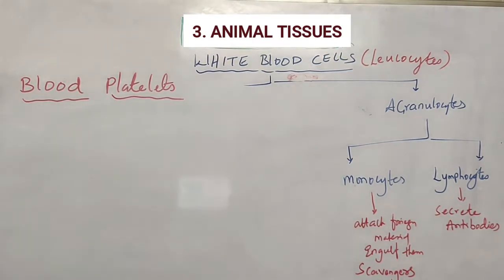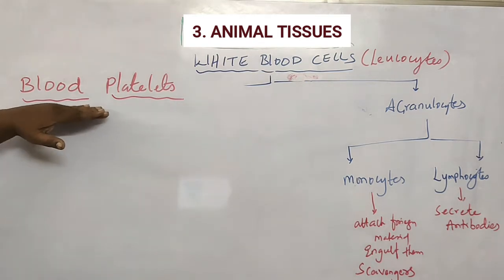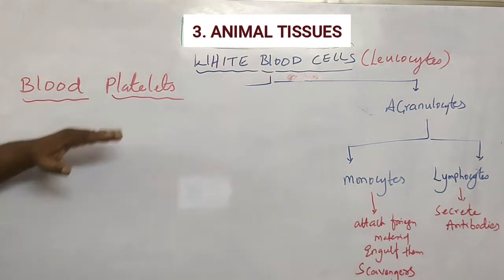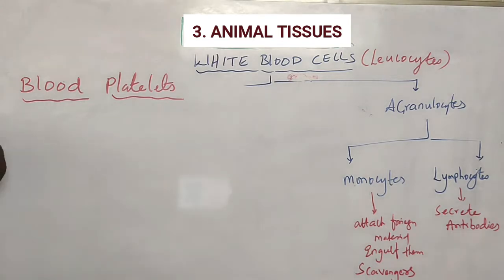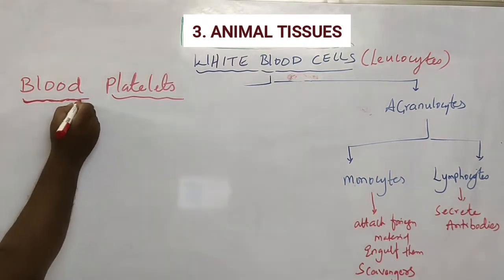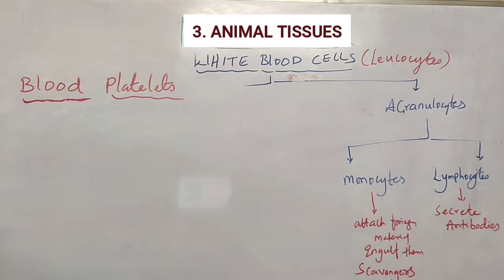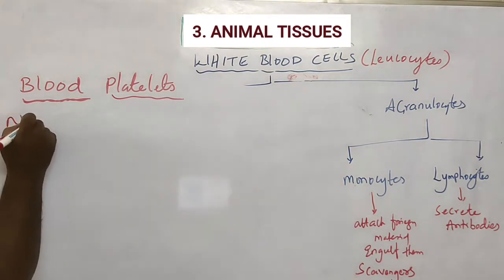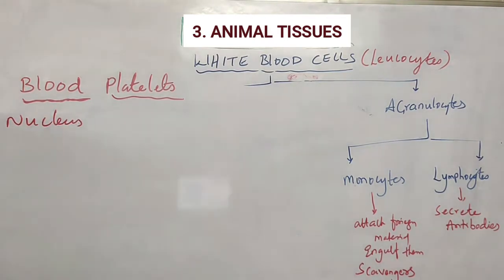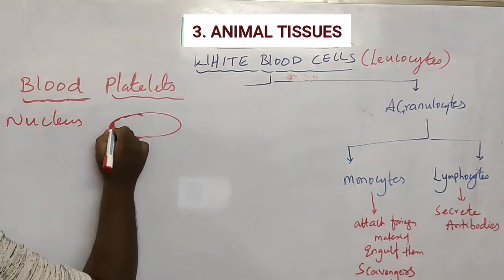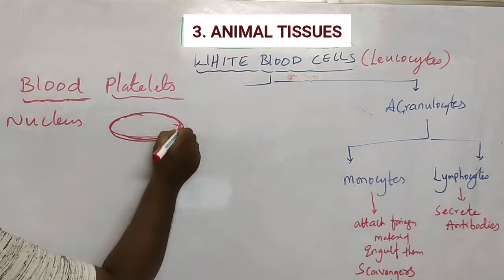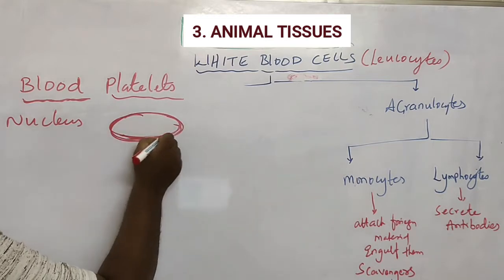So now the third group of the cells which are present in the blood are called the blood platelets. These have a different kind of function. They are completely separate cells. The first thing is that they don't have a nucleus, and moreover they are disc-like projections which are present in the blood.